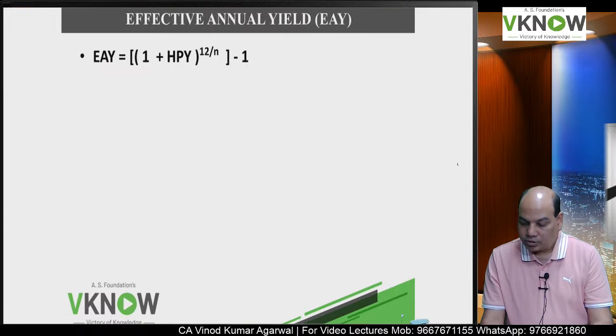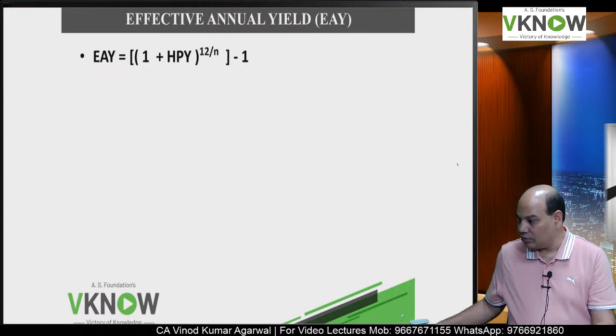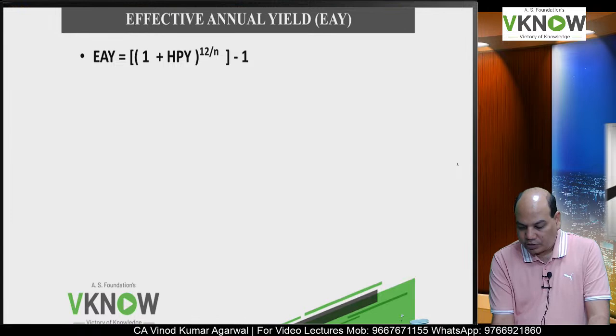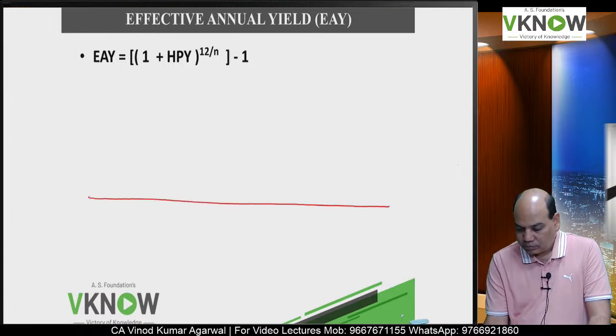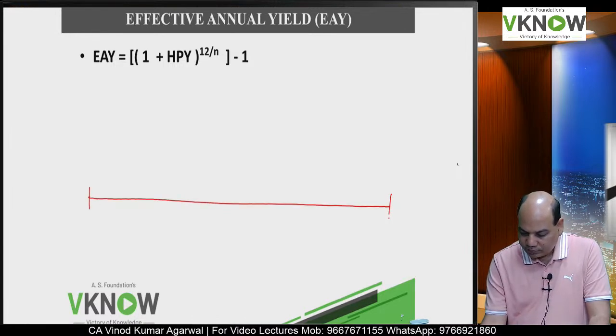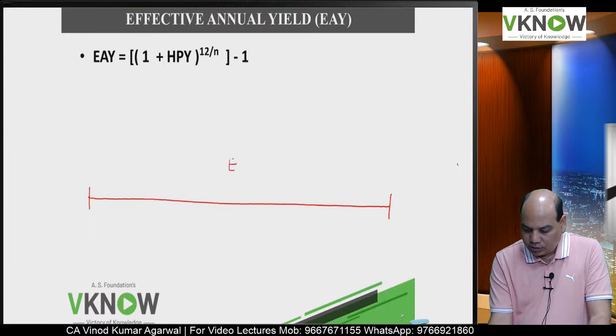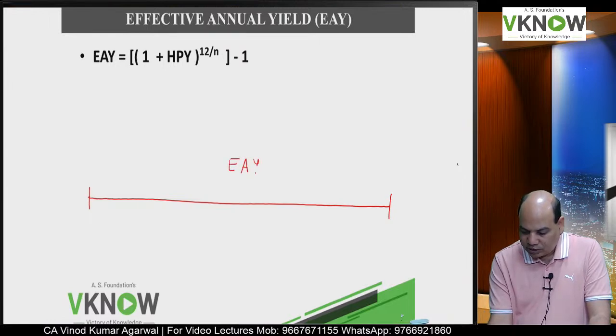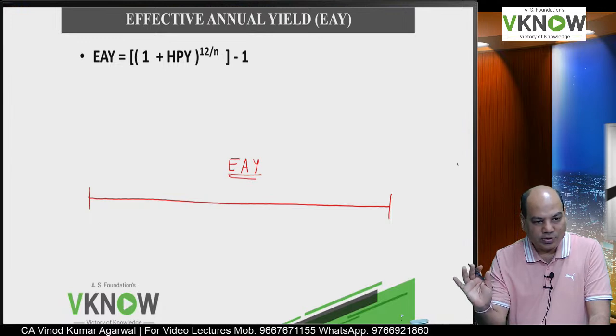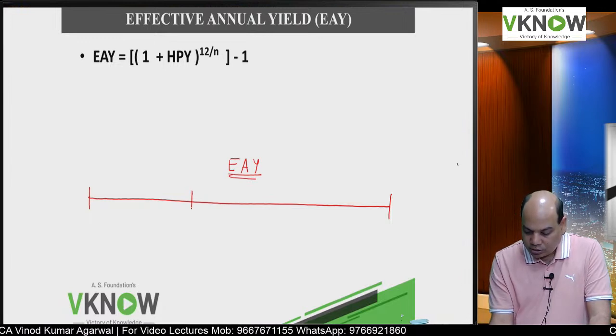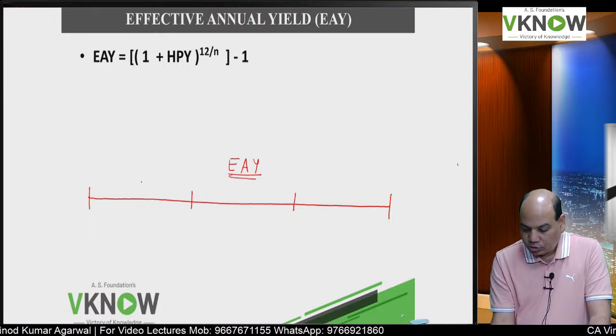Is it right? Then we'll write down effective annual yield. Now first I'll explain, then you will understand better. Effective annual yield I am explaining. Students will not write, just wait. In this question, you are holding for how many months? 4 months.